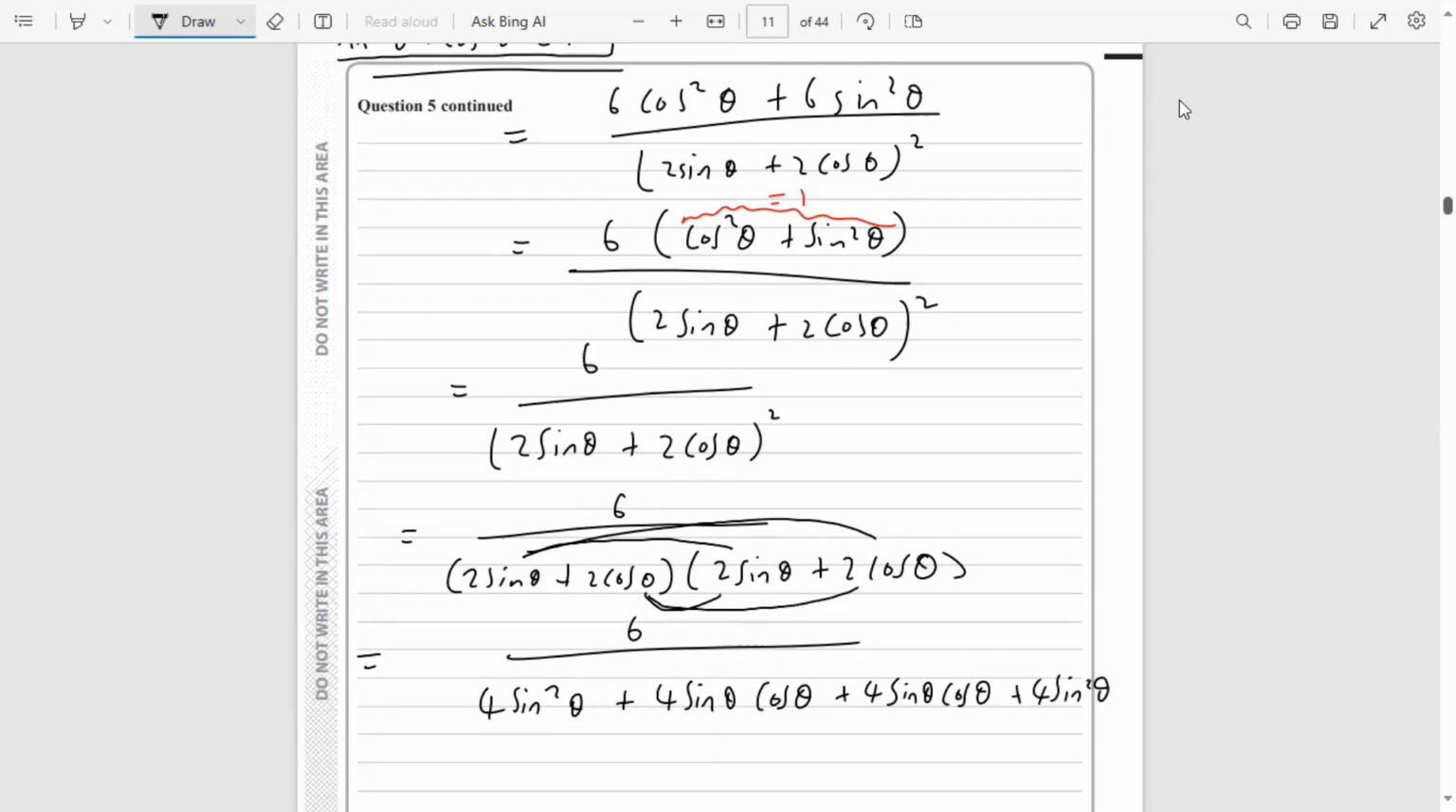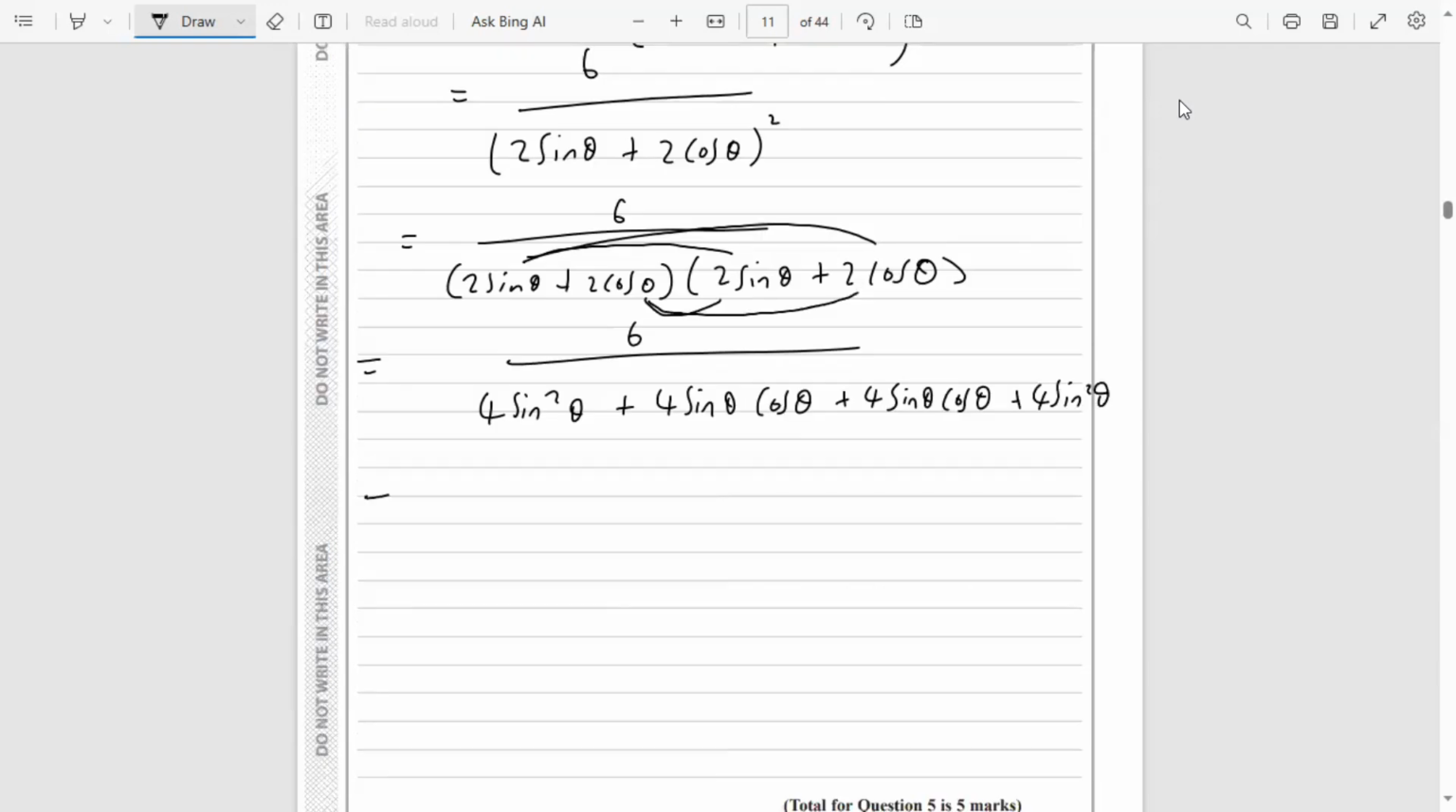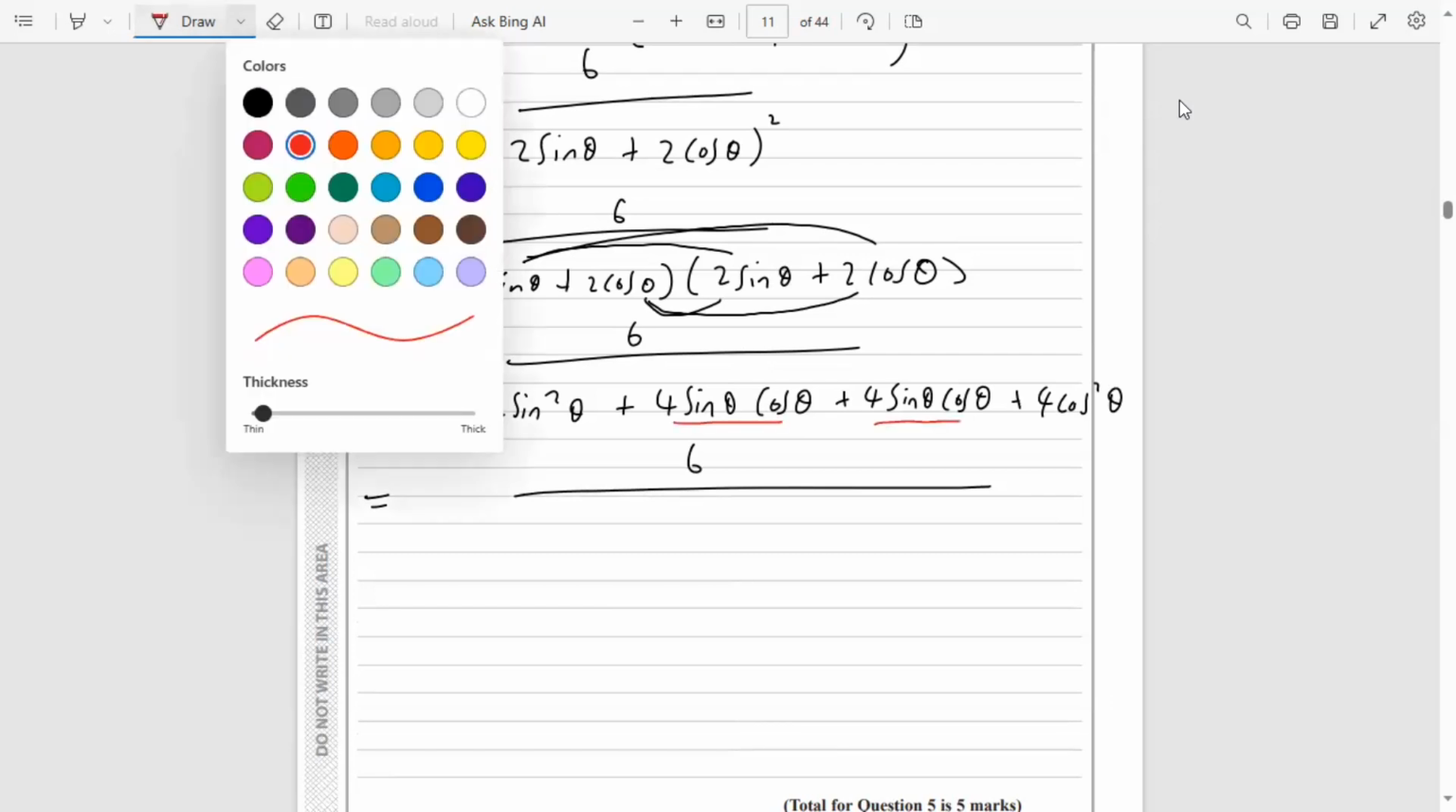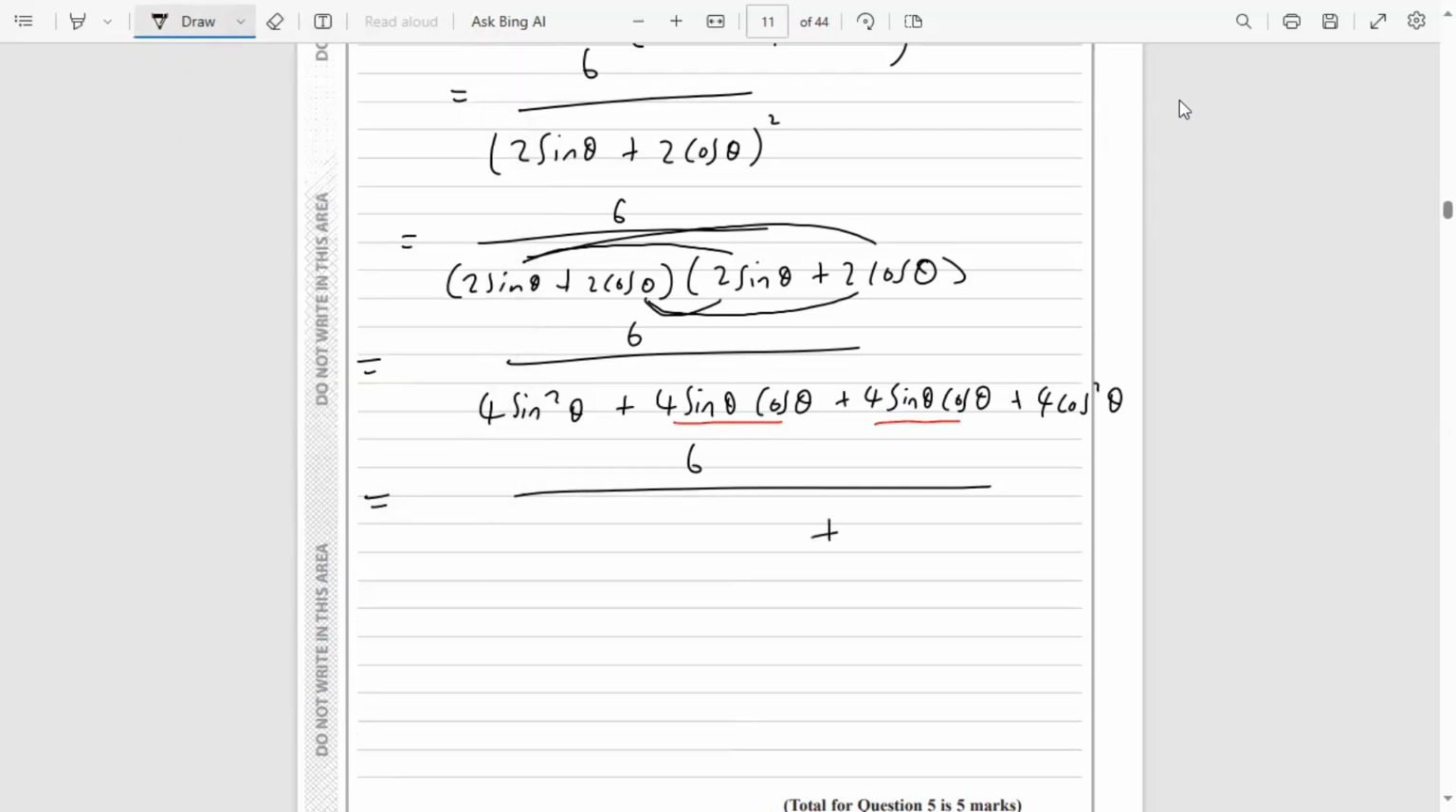Right, okay, so let's just simplify what we've got. So we've got 6 on the top, and then we've got 4 sine squared, sorry, this is a mistake. This is a 4 cos squared at the end. Sorry, my bad. 4 cos squared theta there. If we look at the middle, we've got 4 sine theta cos theta plus another 4 sine theta cos theta. So we've definitely got an 8 sine theta cos theta, which is 8 lots of sine theta cos theta.